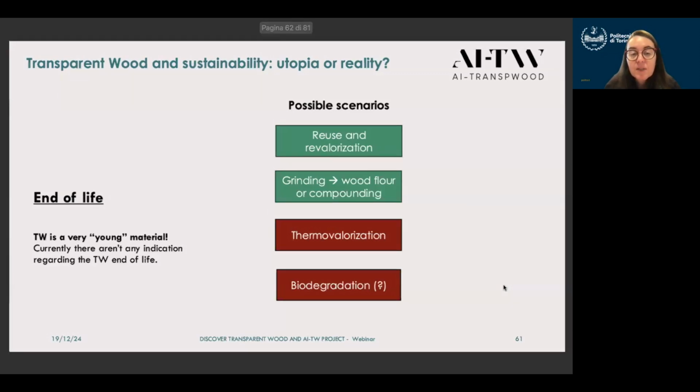As transparent wood becomes more common, it will likely be subject to environmental regulation that guides how the material should be disposed of, recycled, or reused. And these policies could influence how industries handle transparent wood at the end of its life cycle, promoting more sustainable practices.